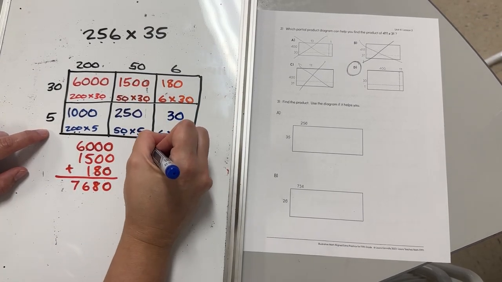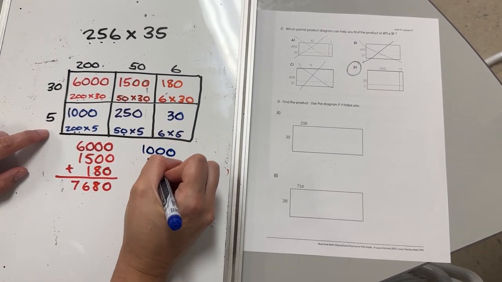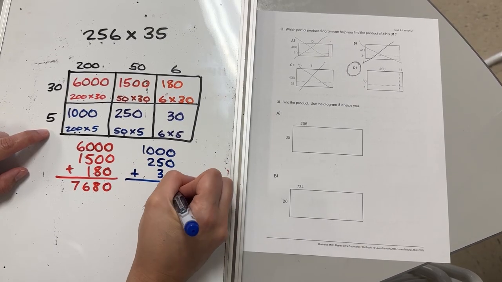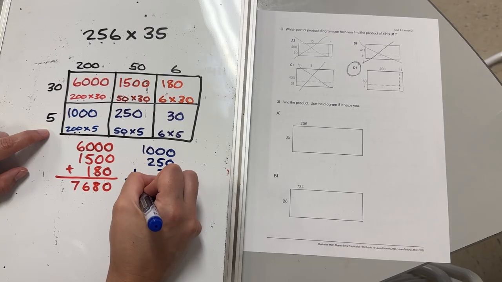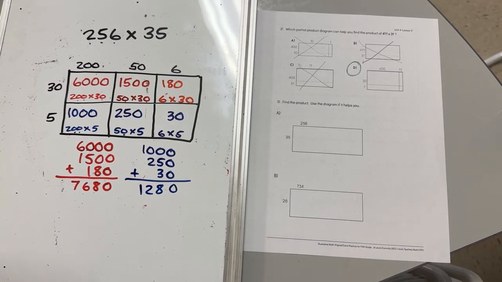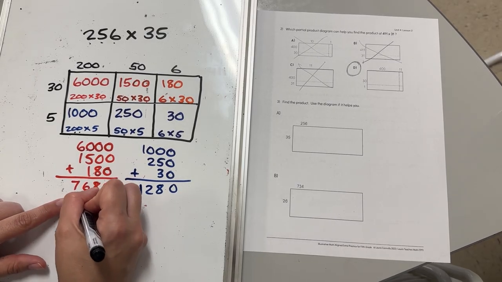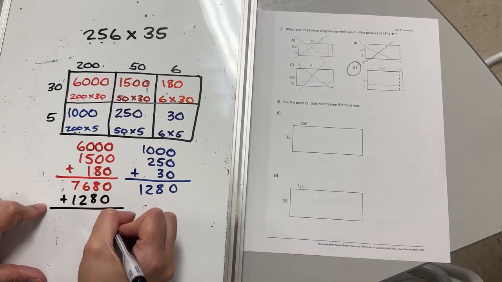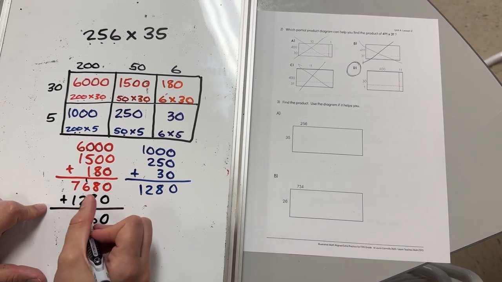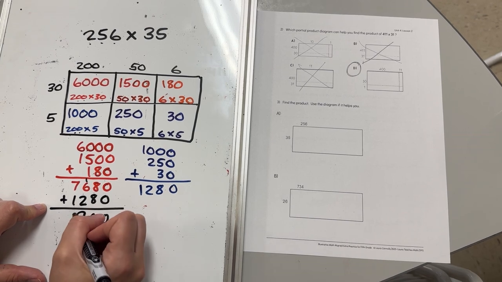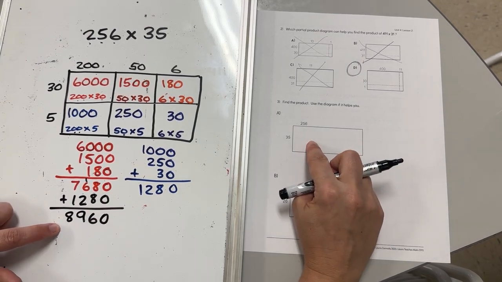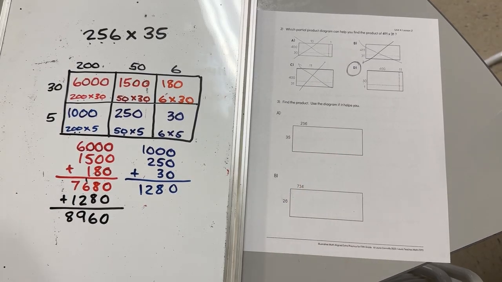Now I'll add together these partial products. And once I add them together, I can see that I get 1,280. Now that I have both of these, I'm going to add them together to get my final product. For A, I ended up getting 8,960.